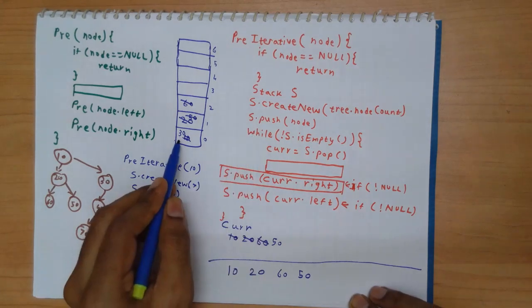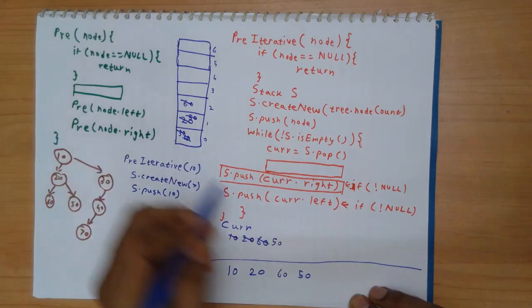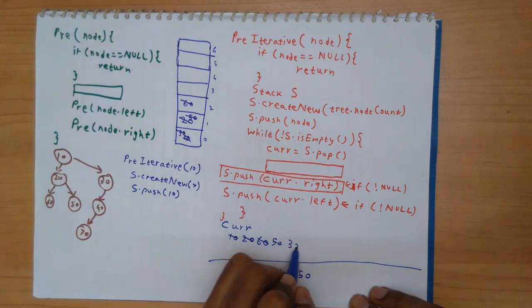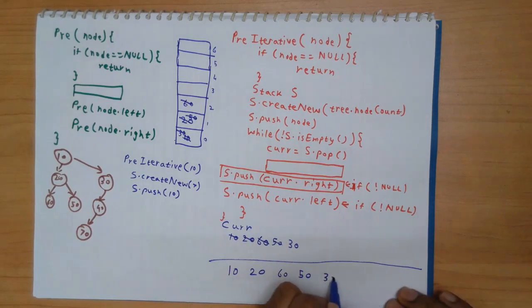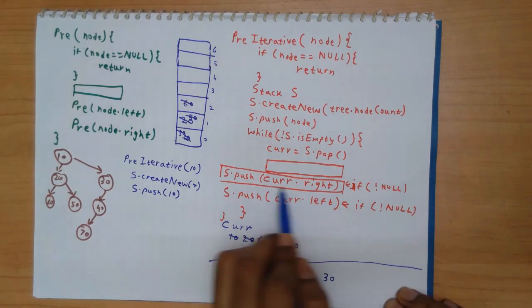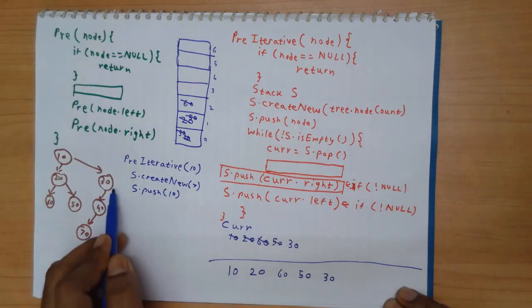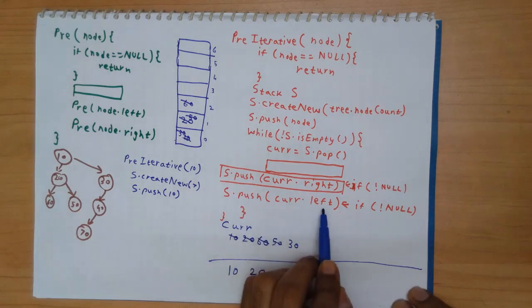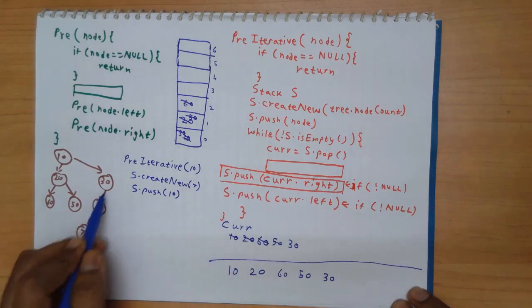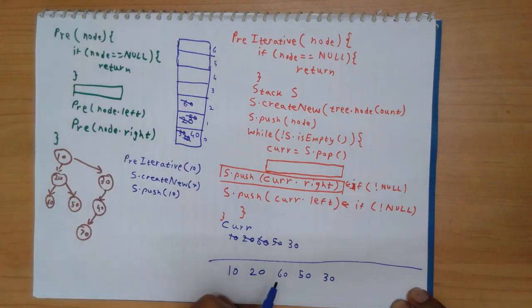And is my stack empty? It's not. I still have 30, so I'm going to pop an element and my current becomes now 30, and the first thing to do is print 30. So I will print 30. Ask the question about the right subtree of 30. Is it null? Well, it is null, so don't push it. Then ask the question about the left subtree of the current. Is it null? It is not null. In that case, we are going to push 40 here.